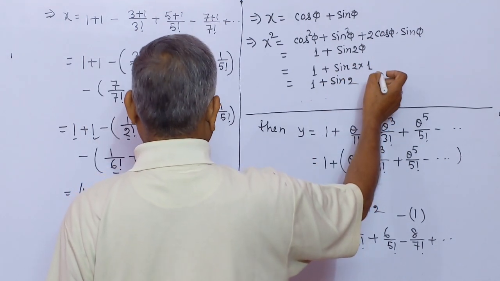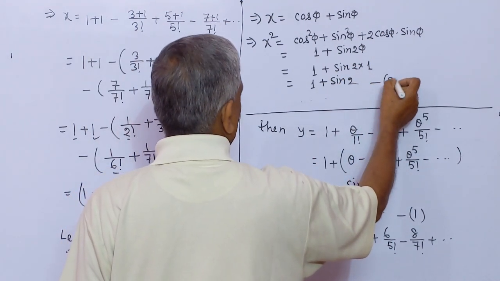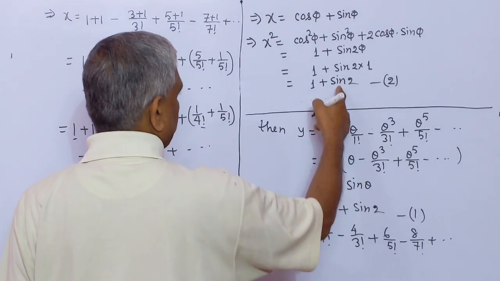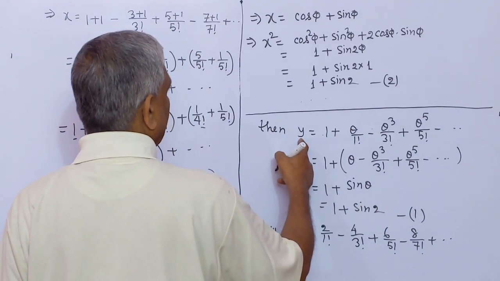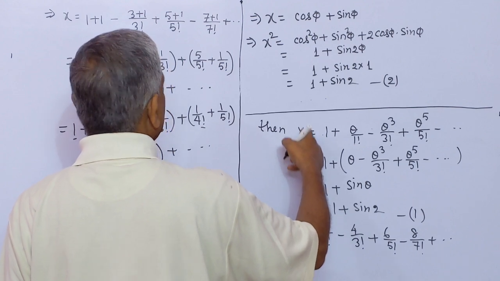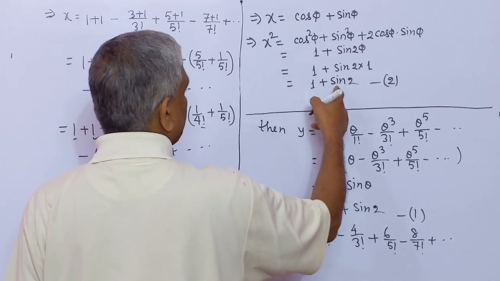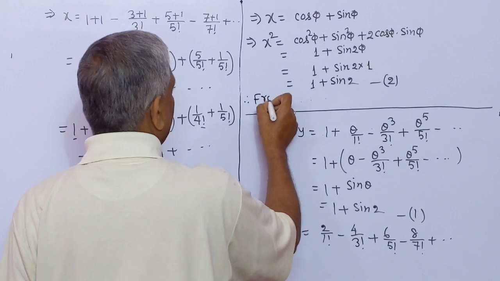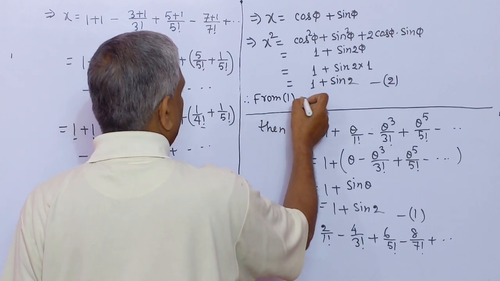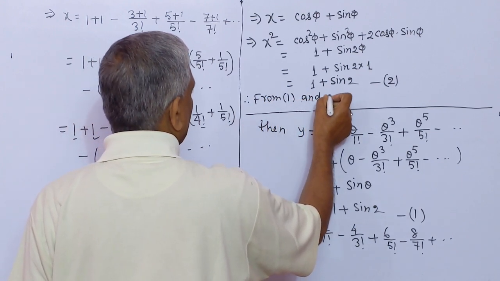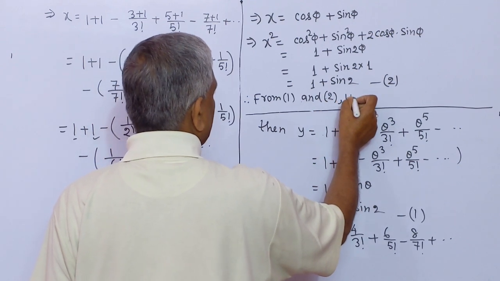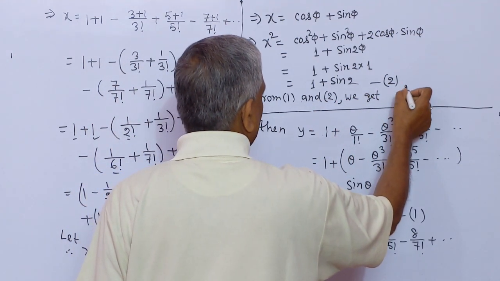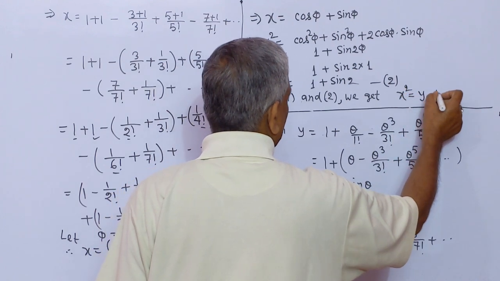This is number 2. In 1, 1 plus sin 2 is y, and in 2, x square equals 1 plus sin 2. Therefore, from 1 and 2 we get x square equals y. Proved.